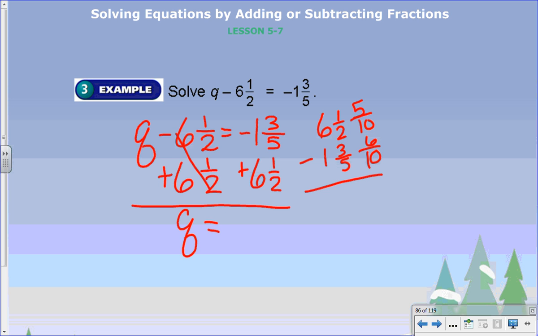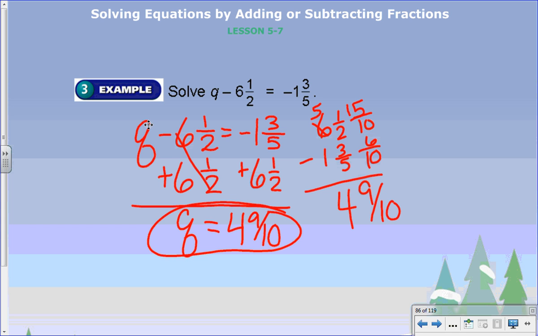All right, so I can't take 6 from 5, so I need to borrow again. And that makes a whole 10/10. So here I actually have 15/10 now, and I subtract, get 9/10. 5 minus 1 is 4. And then I take a look, well, 6 1/2 was bigger and it's positive, so Q is 4 9/10. So if this works for you, solve it that way.